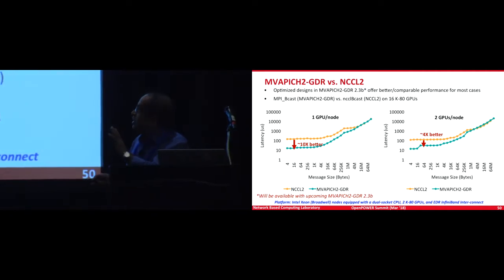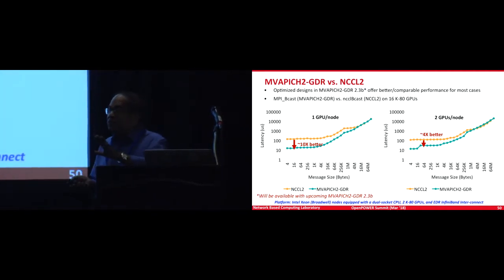I just want to clarify, NCCL 2 as such also doesn't run on OpenPOWER, so these are on the x86 platform. There are some library dependencies, so once that gets resolved, we'll be able to see the numbers on OpenPOWER. But on x86, compared to NCCL 2, for small messages we get 10x better, here 4x better.